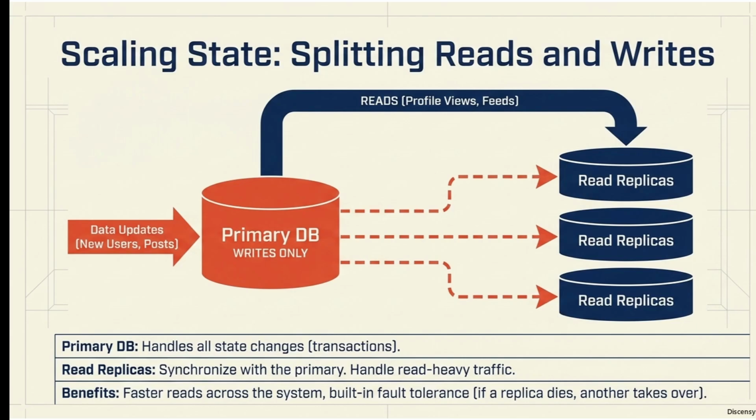You can also find it in a message. Primary DB handles all state changes, read replicas synchronize with the memory and handle read heavy traffic. And what are the benefits? Faster reads across the system, built-in fault tolerance. If a replica dies, another takes over. Having multiple copies, even if one of them fails to function, another would be taken up, which is already available in that way.